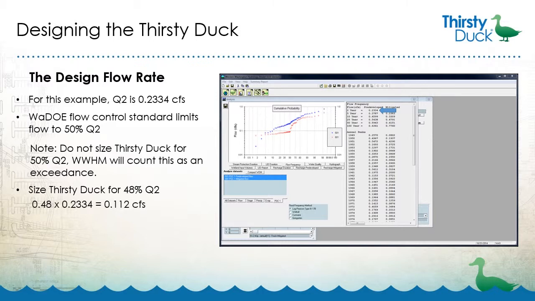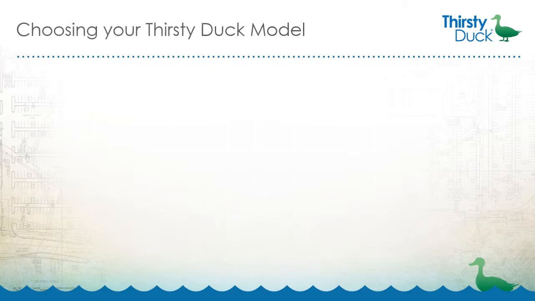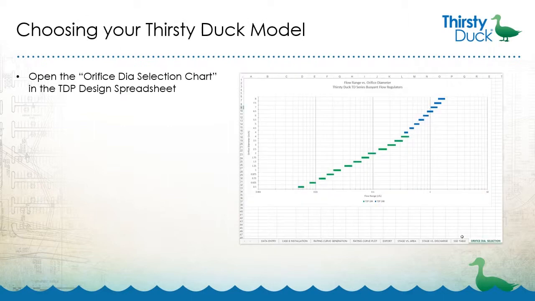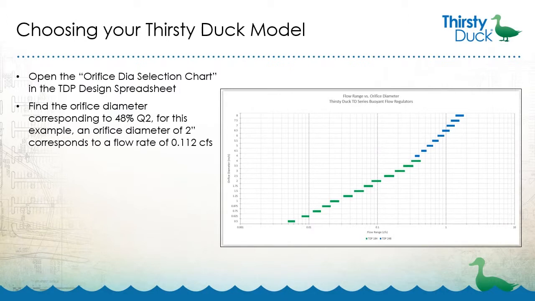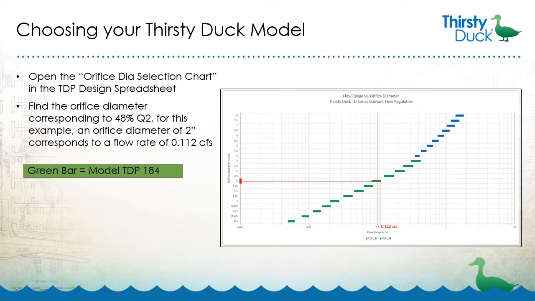0.112 CFS. Using the orifice diameter selection chart in the TDP series design spreadsheet, find the orifice diameter corresponding to 48% Q2. For this example, an orifice diameter of 2 inches corresponds to a flow rate of 0.112 CFS. Note: green bars are Thirsty Duck model TDP184, while blue bars are Thirsty Duck model TDP248.